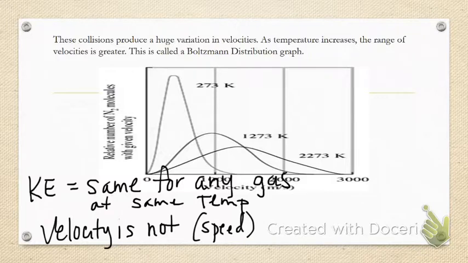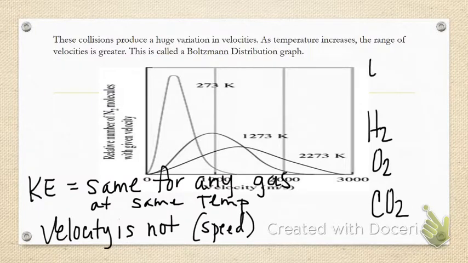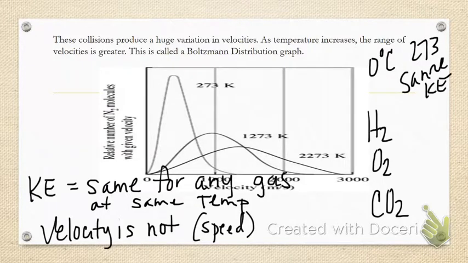So let's say I have H2, O2, and CO2. Okay? And I'm at 0 degrees Celsius, 273 K. They all have the same kinetic energy. But which one of these gases is going to be moving the fastest? Meaning it has the highest velocity. And that would be hydrogen because it is the lightest gas.